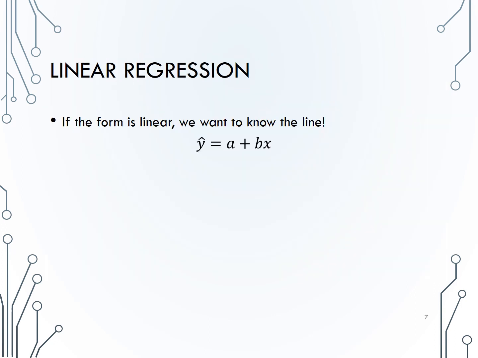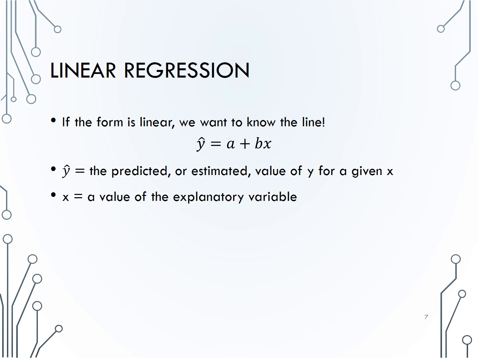If the form of a scatter plot is linear, we want to know the line of best fit for the data, which will be given by the equation y hat is equal to a plus bx. This is the same idea as your y equals mx plus b from middle school. We just have slightly new notation. Y hat is representing the predicted or estimated value of y for a given value of our x variable. X is a value of the explanatory variable, A is the y-intercept, and B is the slope.